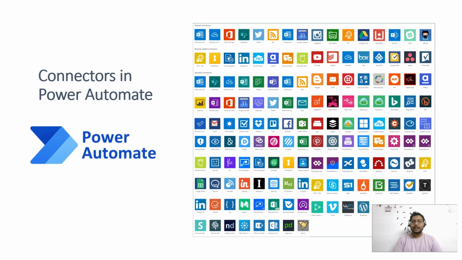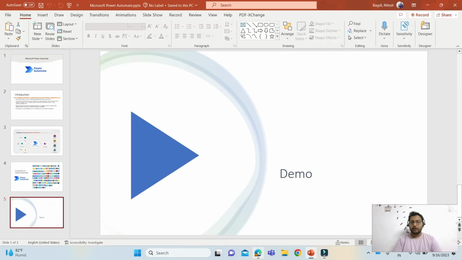As you can see, here is a list of out of box connectors which are available. We have OneDrive, we have Outlook, we have SharePoint, we have Planner, and lots of available connectors. I will quickly showcase you a small demo about Microsoft Power Automate.